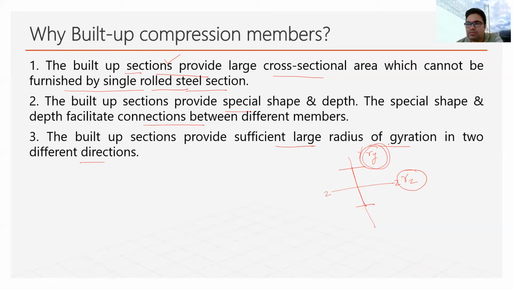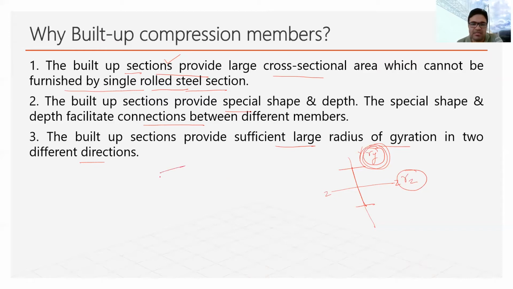So radius of gyration about an axis: if any axis has lower radius of gyration, it means the member will fail about that axis only. So that is why the value of radius of gyration is very important. Well, if it is not clear to you what is radius of gyration, I will give you an example. Radius of gyration is basically the lateral dimension of any section.